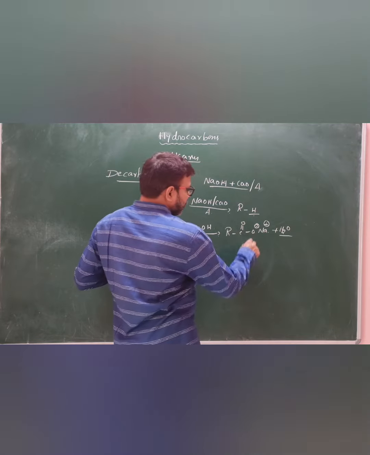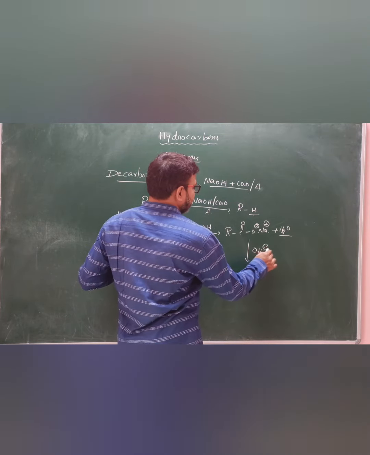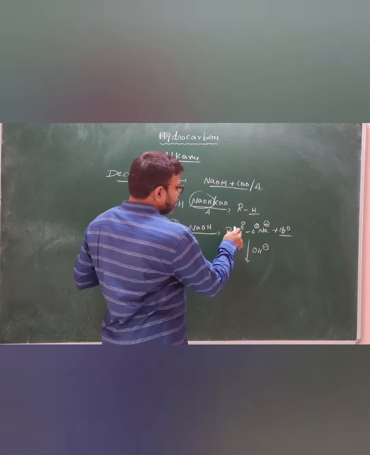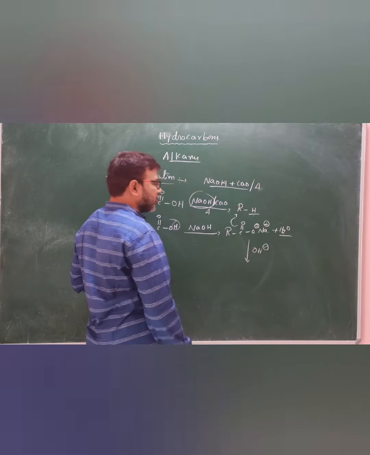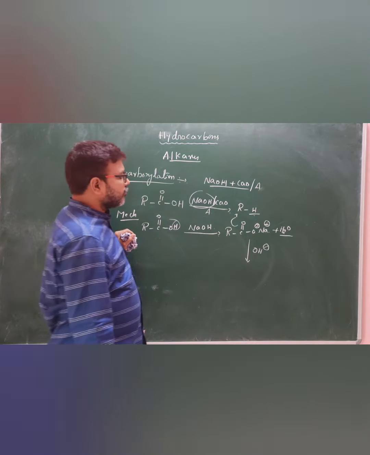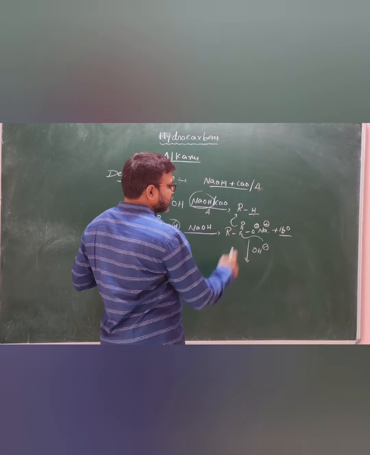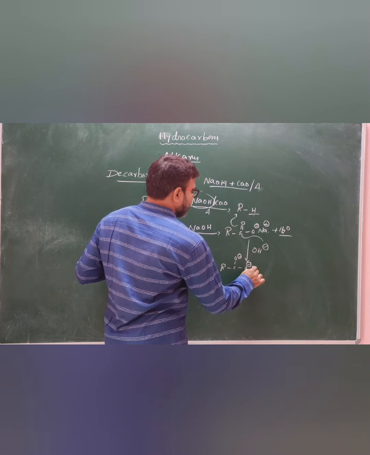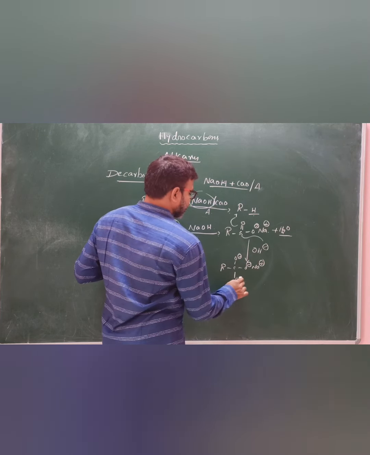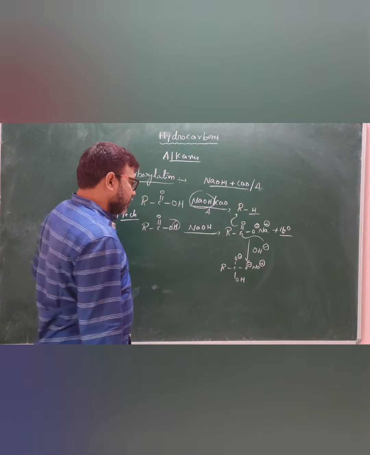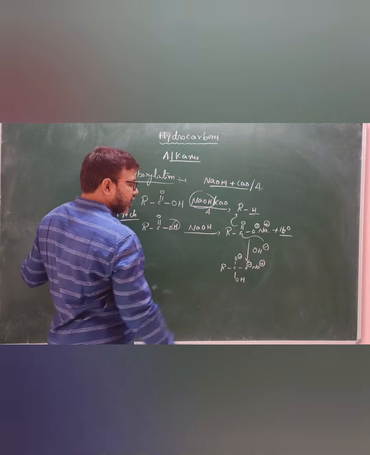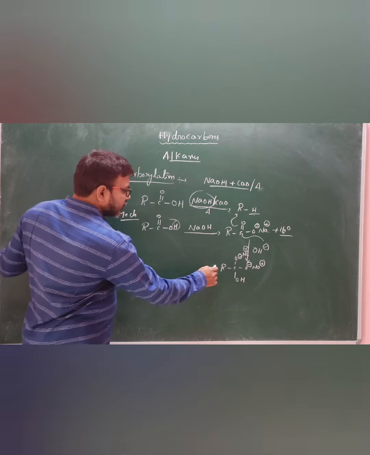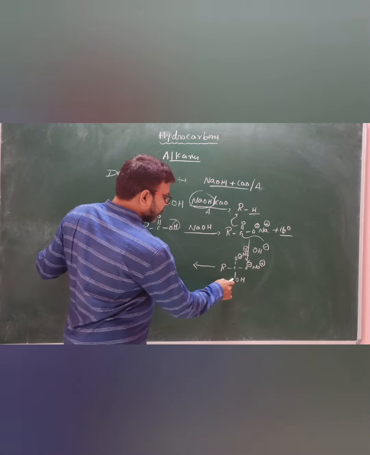In the second step, the reaction takes place in presence of a basic medium, that is NaOH, which donates the OH minus ion. Oxygen is more electronegative than carbon, so the pi bond electrons shift to the oxygen atom. Now OH minus attacks here. It is converted to RCOO minus Na plus. The cation Na plus attacks here.